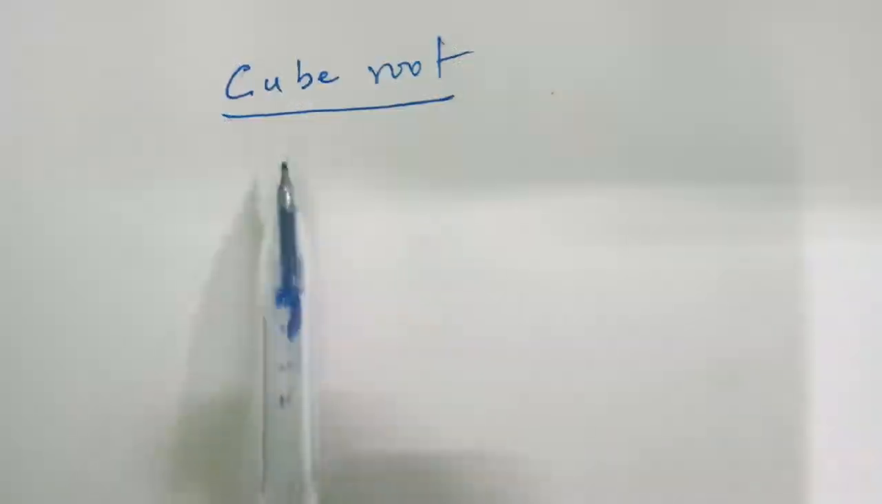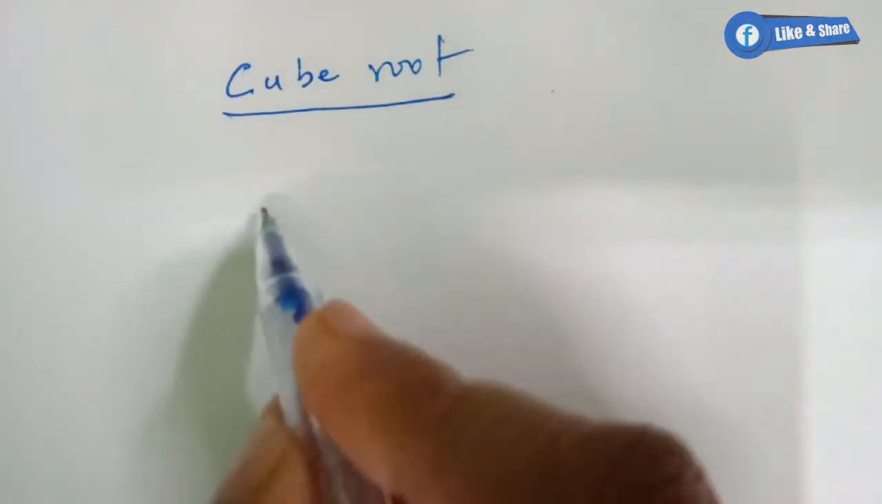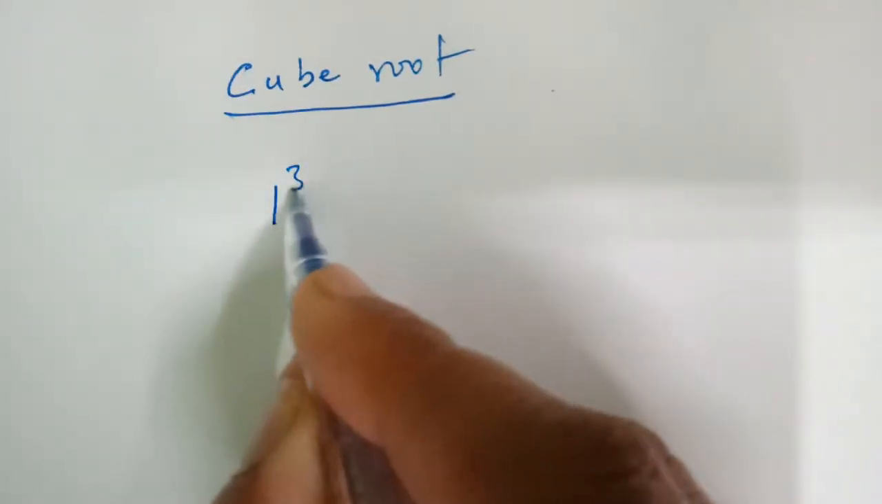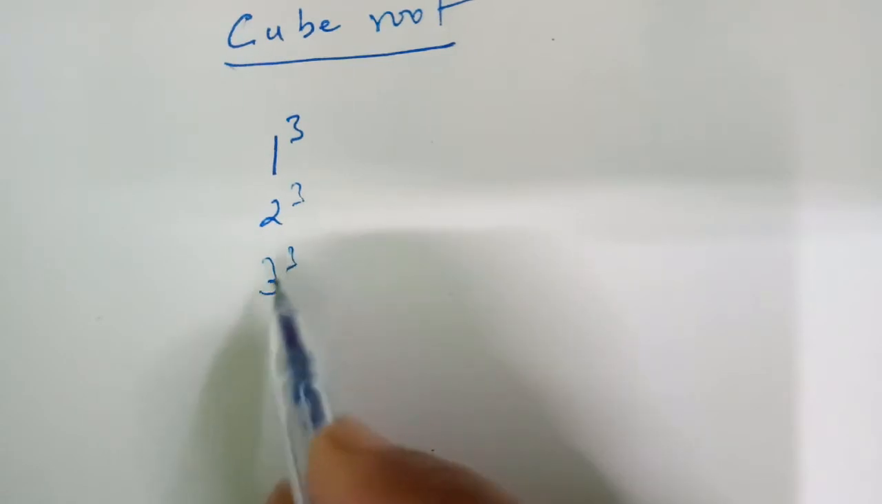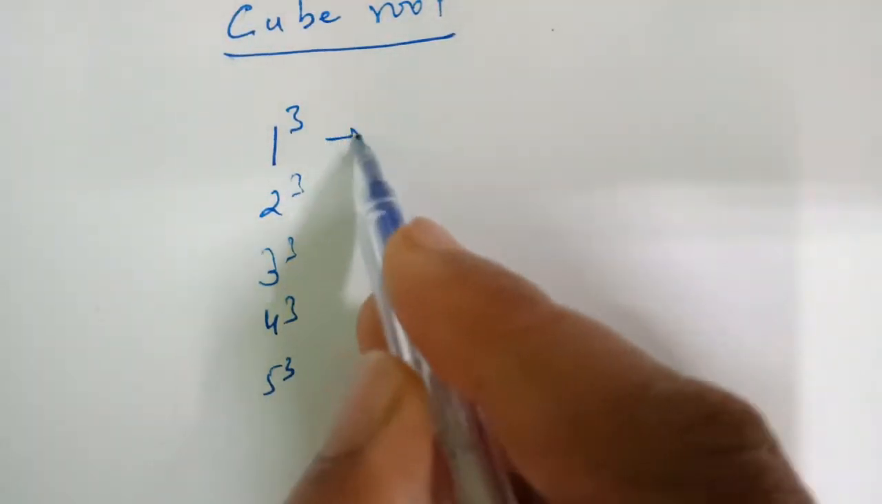Yes, student, today we are learning what is a cube root. So let us take an example first. We have learned what cubes are, so let us continue from there only. We have learned 1 cube, 2 cube, 3 cube, 4 cube, 5 cube and so on.